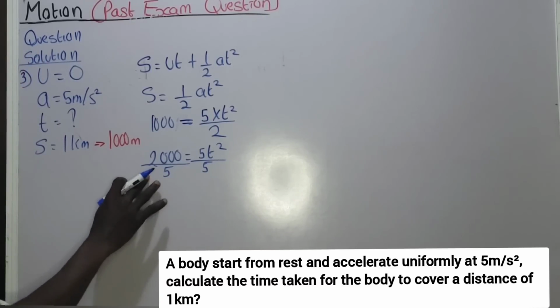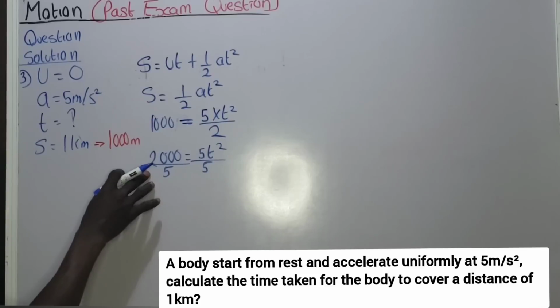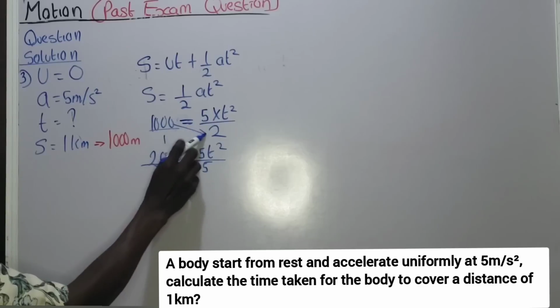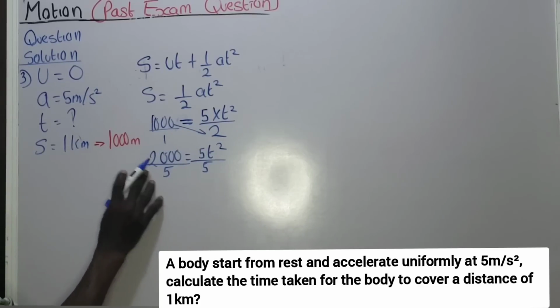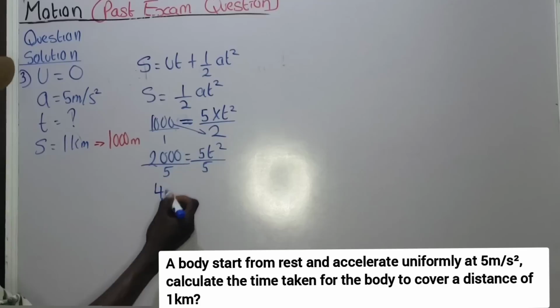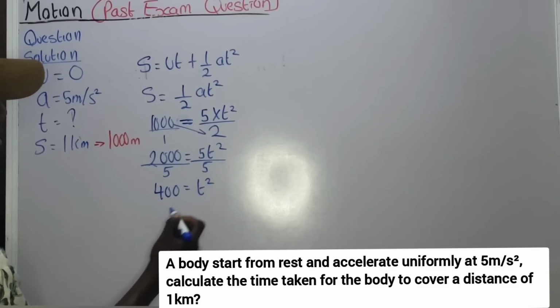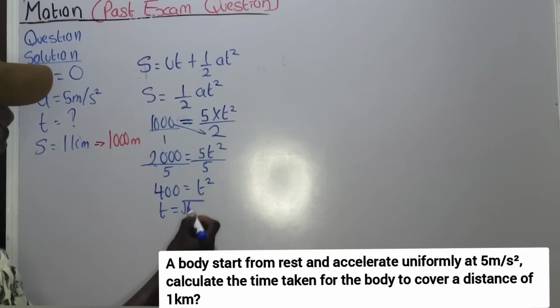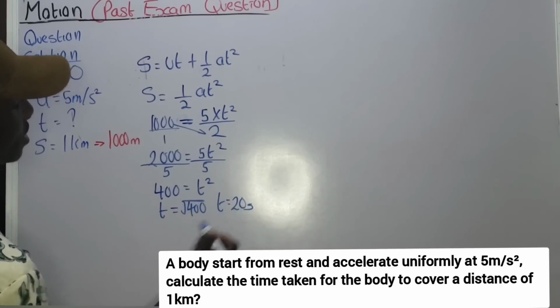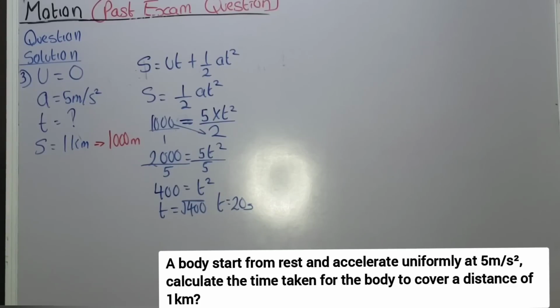I'm very sure you understood how I got 2000. I take the product of 1000 and 2, you understand? Okay, so I got 2000, then divide both sides by what? 5. I'm going to have 400 equals t squared. So t equals the square root of 400. So here t equals 20. So the time it will take the body to cover a distance of 1 kilometer is 20 seconds.